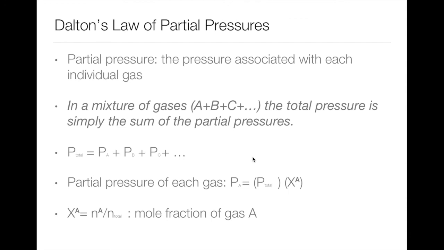Now, commonly Dalton's law is used in calculations involving the collection of a gas over water. If we know how many moles of each gas are in the mixture and the total pressure, we can calculate the partial pressure of each gas by multiplying the total pressure by the mole fraction of each gas. What is the mole fraction of each gas? It's that. The mole fraction of gas A would be equal to the moles of gas A divided by the total moles of gas in the mixture.